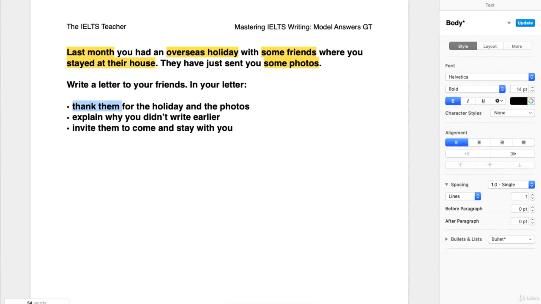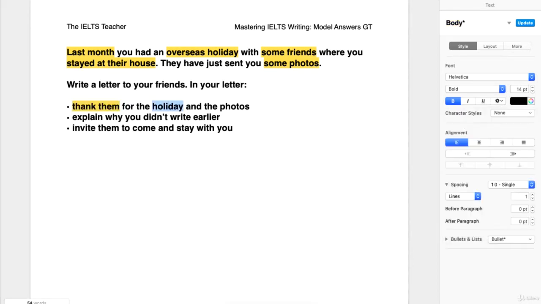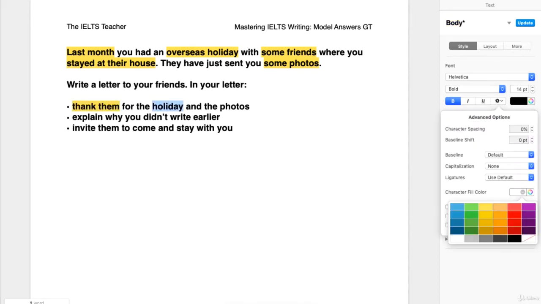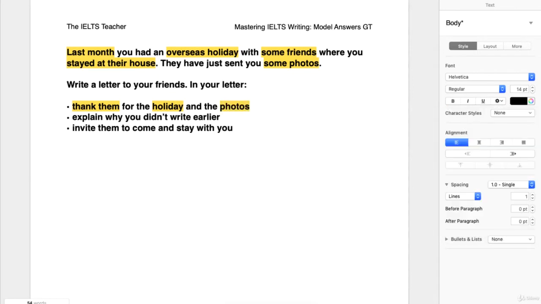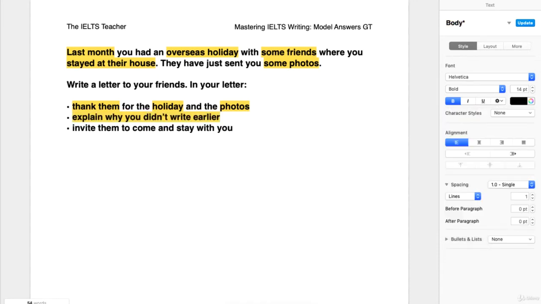Now we've got quite a few different things that we need to do. We need to thank them. Well, what are we thanking them for? Not one thing, but two things. For the holiday itself and for sending the photos. We need to explain why we didn't write earlier. I think we can just highlight all of that really. And we need to invite them to stay.